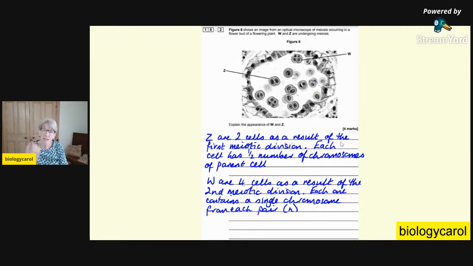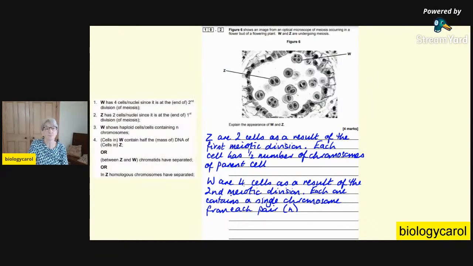So I put, each cell has half the number of chromosomes of the parent cell, because of course the homologous chromosomes have split during that first meiotic division. W are 4 cells as a result of the second meiotic division. Each one of those contains a single chromosome from each pair, N, i.e. the N number. So here is my marks, and I got 3 marks out of 4.